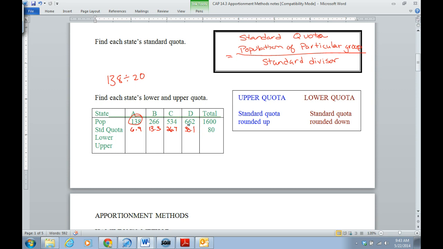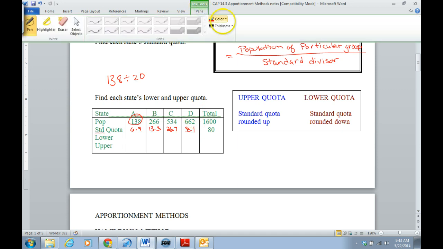Okay, so as you can see, we have an issue here, and that issue is you can't have a 0.9 or a 0.3 of a seat. Can't divide up people like that, or seats, okay? So there are two things we can look at. We can look at lower quota, and that's taking these numbers and rounding them down.